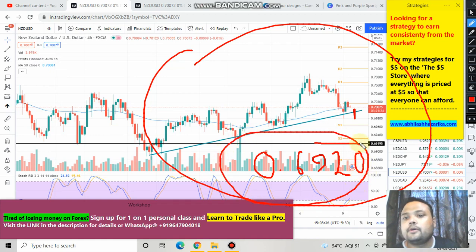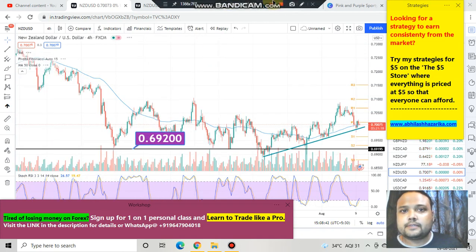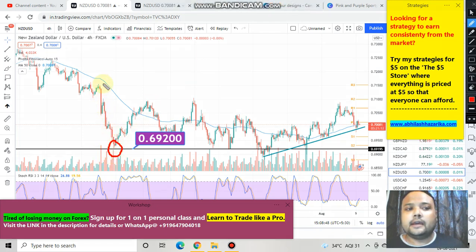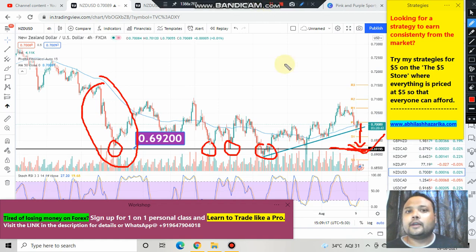0.6920. This is the most important support for the NZD/USD chart. If I zoom out the chart, you can see that this level has been acting as a strong support for the market for quite some time. In fact, when there was a sharp fall in the NZD/USD chart, this was the level that provided support to the market. Therefore, this level is still a valid support, and we can hope that in case there is sharp selling in the market, this level will be able to provide support. Therefore, in case the market fails to hold the present trend line and crosses it, then this level should provide support, and once the market bounces from this support level, you can go for a buy.